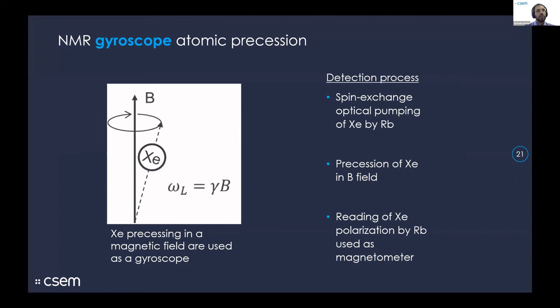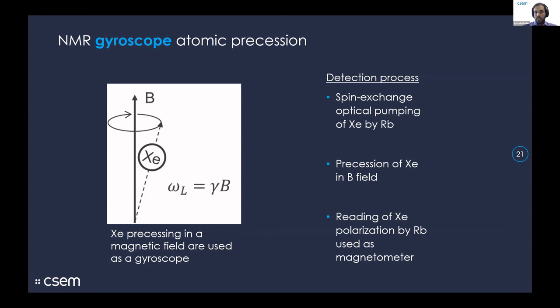So in that case, we use the precession of xenon in a magnetic field as a gyroscope. So xenon for a given magnetic field has a given Larmor precession. And when the whole system rotates, this frequency is slightly shifted by the rotation rate. So we detect this precession by reading by rubidium. So what we do is we pump the xenon by spin exchange optical pumping. Then we let it precess in the magnetic field. And we then read the polarization of the xenon by the rubidium that we use also for pumping, but here used as a magnetometer.